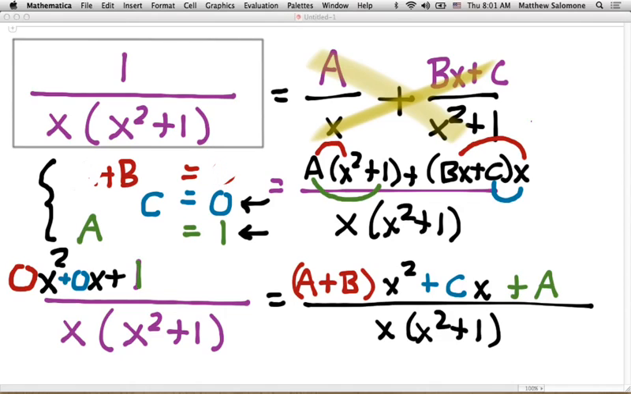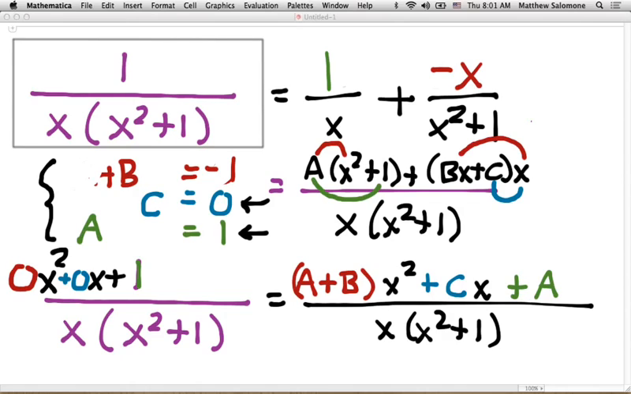And we're done with our partial fraction decomposition. So we would just go back to our general form here. And in place of a, I'm going to put a 1. So we'll have 1 over x as our first term. And in place of bx plus c, we're going to have -1x plus 0. So in other words, minus x is going to be our second numerator.